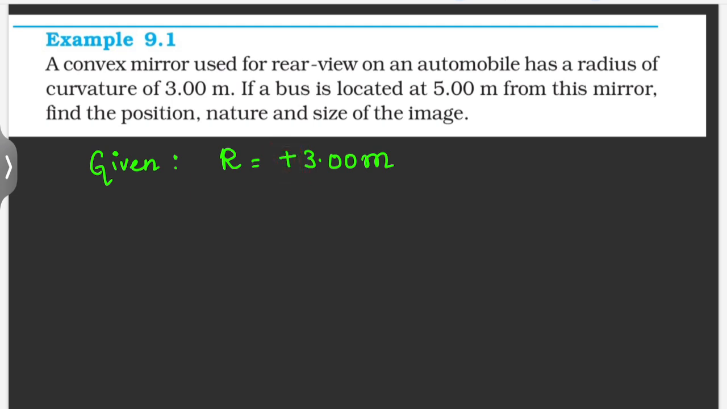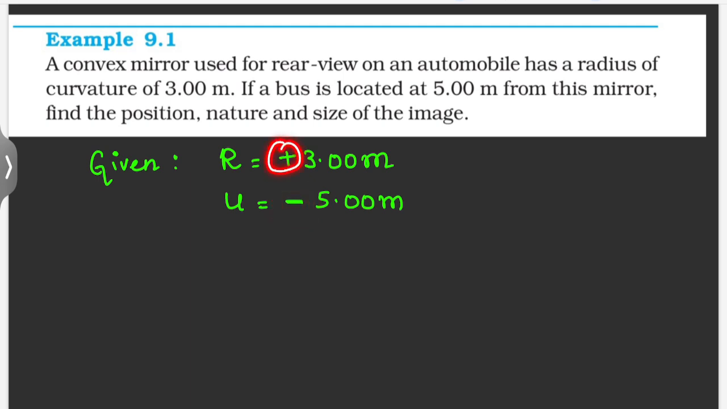Then what else is given? A bus is located at 5 meter from this mirror, so here the bus is the object. So the object is located at 5 meter from the mirror. So you can write U value is equal to minus 5.00 meter. So why are we writing this negative sign? Because you know that the object is always placed in front of the mirror. Suppose this is the mirror, and the object will be placed here, in front of the mirror. Therefore, we are using this negative sign.